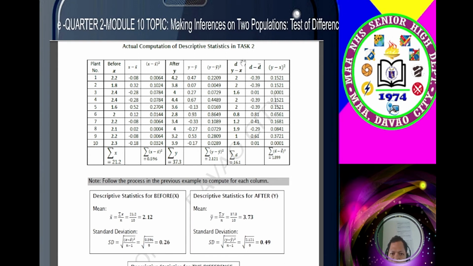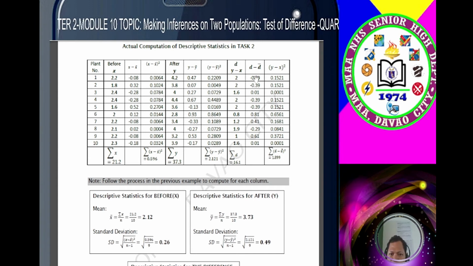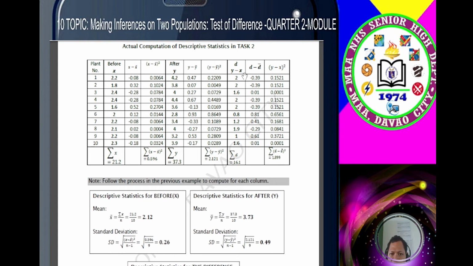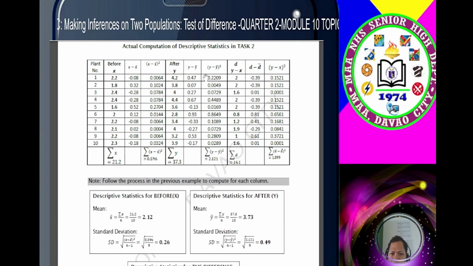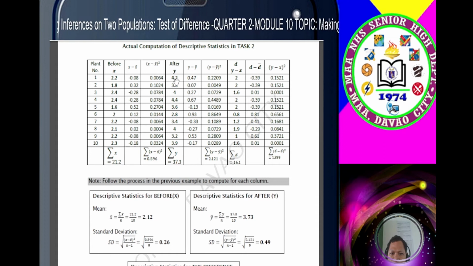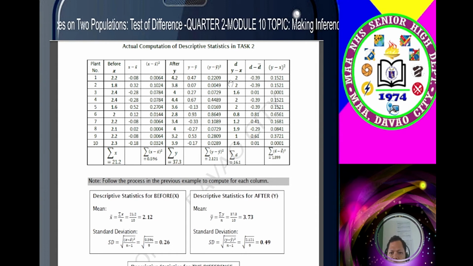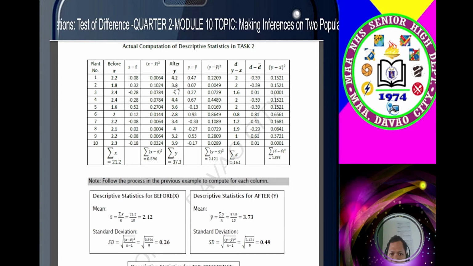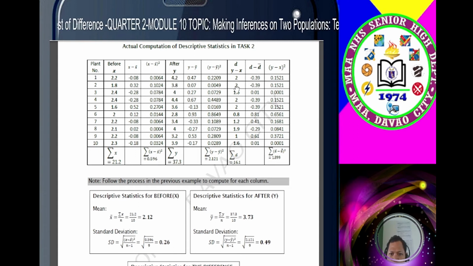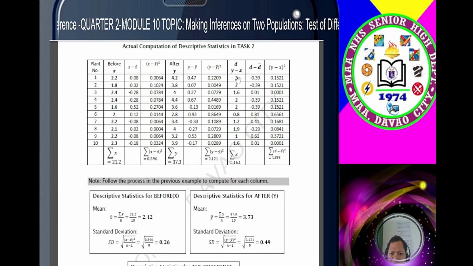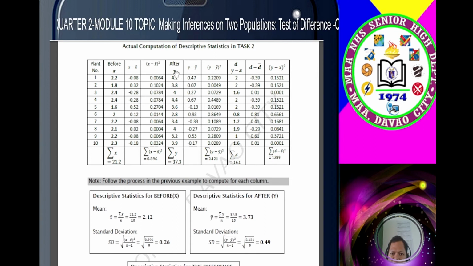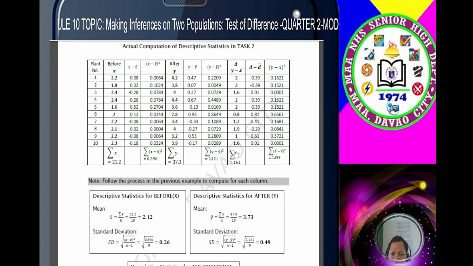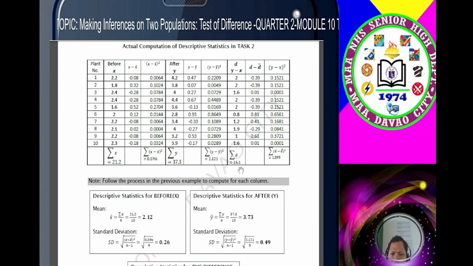Between our before and after, we have here this guide, y minus x, or after minus before. So 4.2 minus 2.2, which is 2. Then let's go to the next. 3.8 minus 1.8 is 2. So the same process, y minus x. Same procedure. Then you get the sum, which is 16.1.